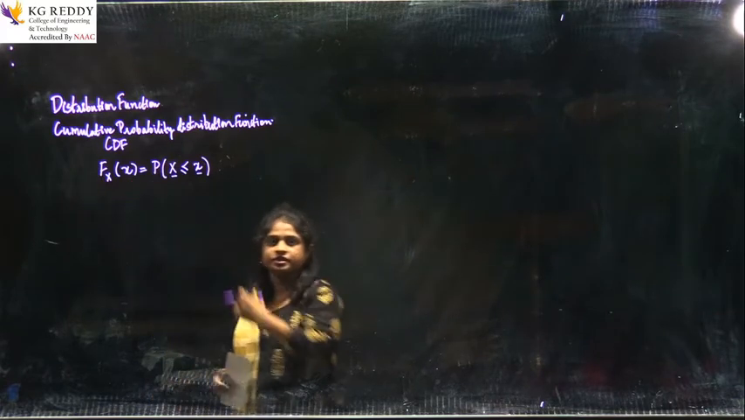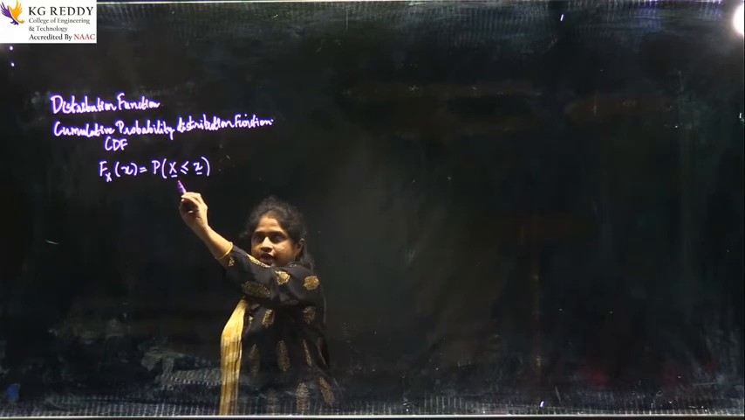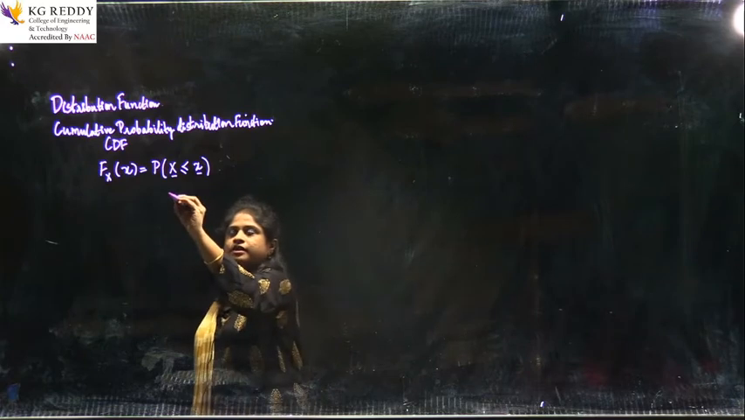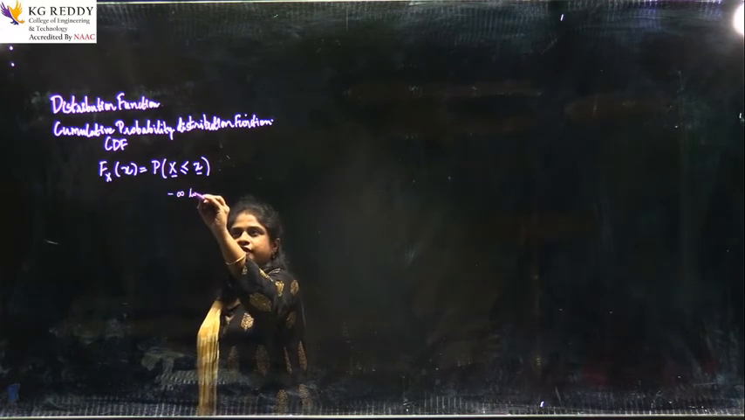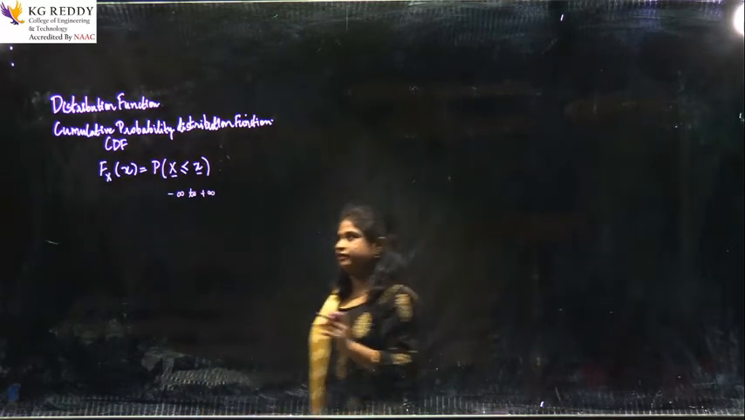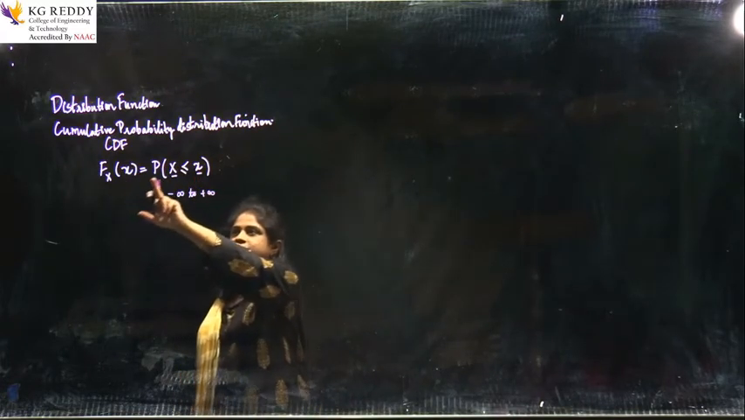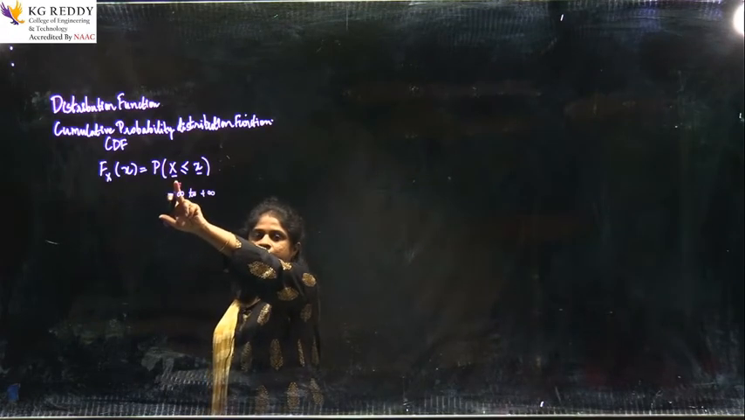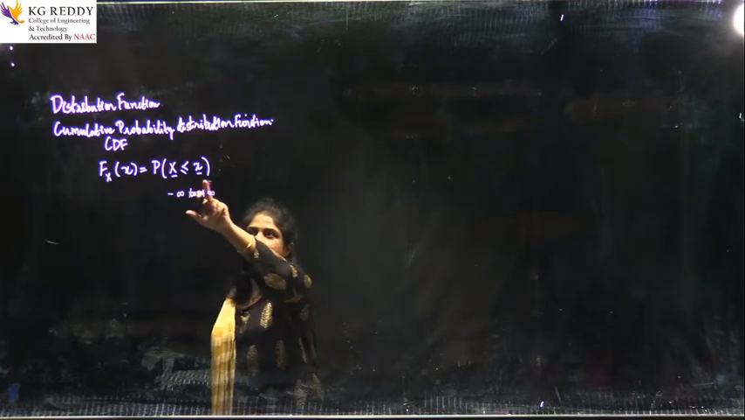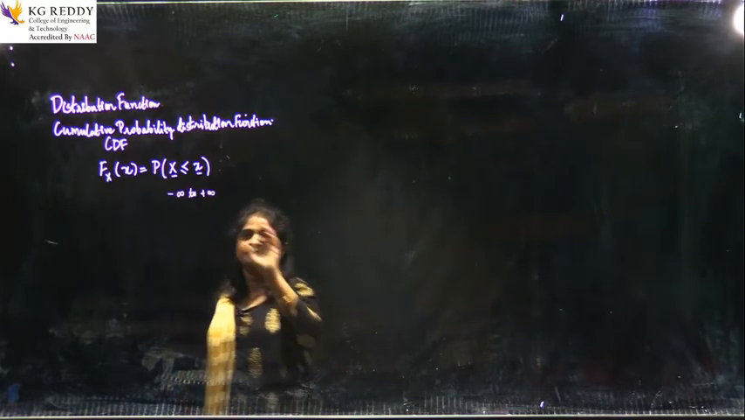It is a function which is calculating all the probabilities. We are calculating all the probabilities of the random variable X which is less than or equal to a real number x, and this real number can be between minus infinity to plus infinity. The real number extends between minus infinity to plus infinity. This is the cumulative probability distribution function. It is a function which is taking all the probabilities into consideration. So, that is called the cumulative probability distribution function.